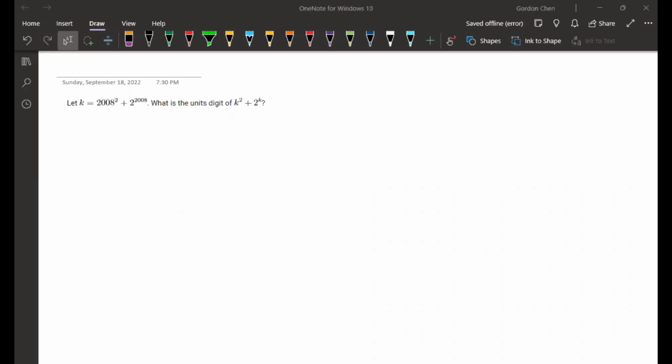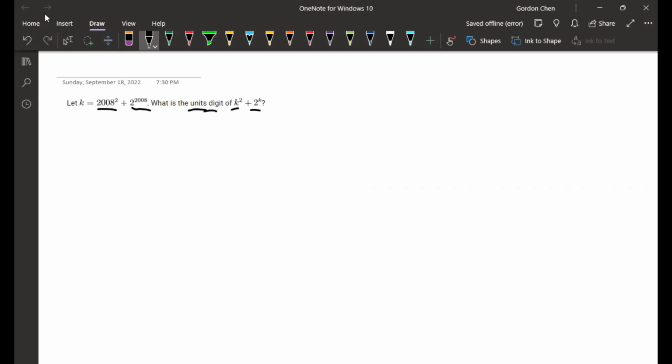Okay, so this is the problem that I'm going to be explaining. So we have k equals 2008 squared plus 2 to the 2008. And then we want to find the units digit of k squared plus 2 to the k.